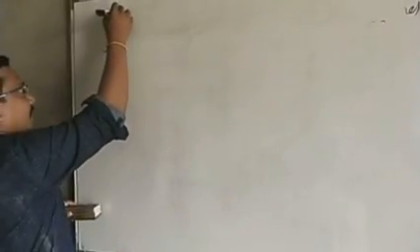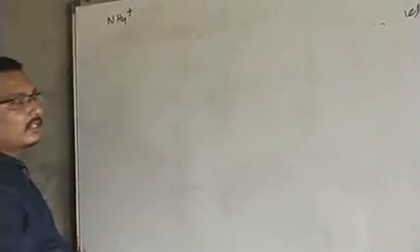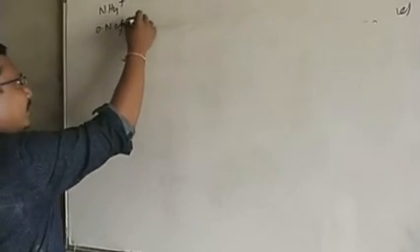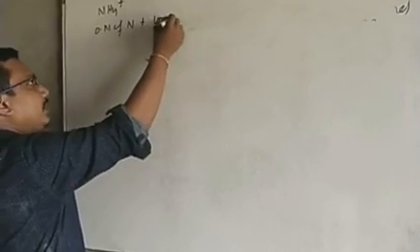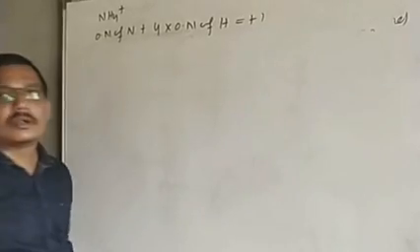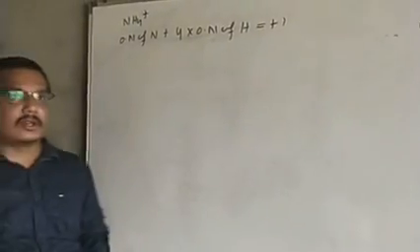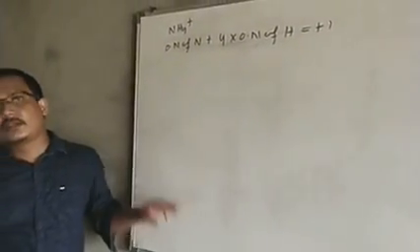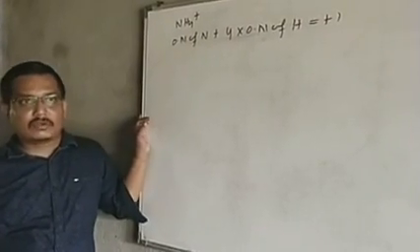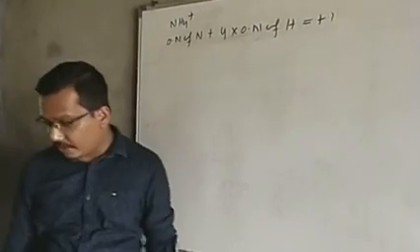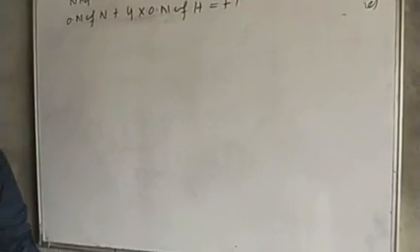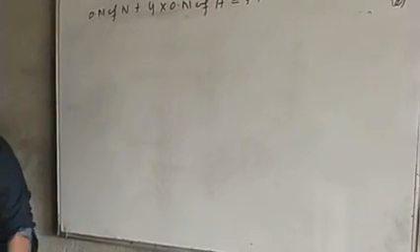Take another example, NH4 plus. In case of NH4 plus, the oxidation number of nitrogen plus 4 into the oxidation number of hydrogen is equal to plus 1. In case of a molecule, the sum of the oxidation numbers of each atom is equal to 0. In case of an ion, the sum of the oxidation numbers of the atoms is equal to its charge.